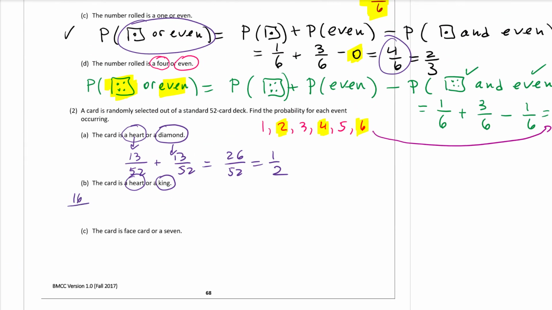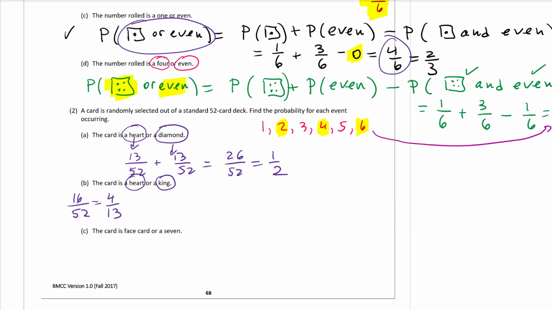There are 16 out of 52 that fit the description, which, if you divide it by 4, would be 4 out of 13. You divide by 4, numerator and denominator.